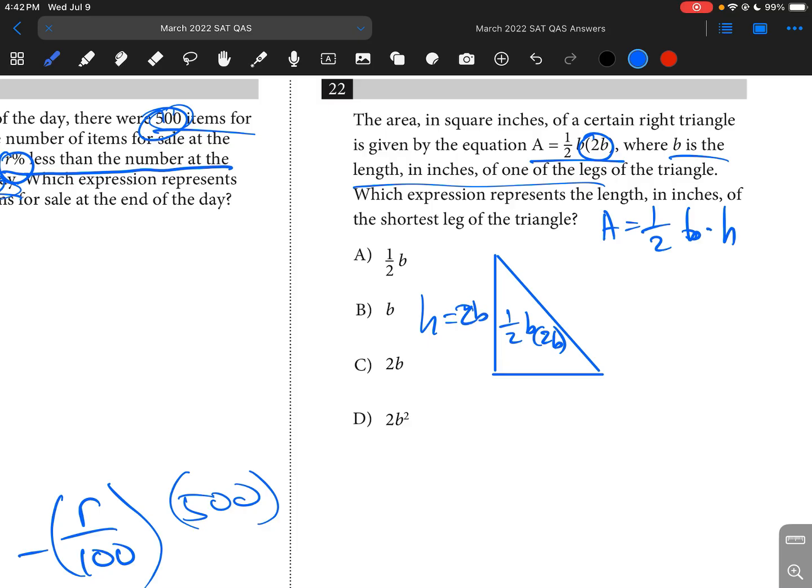And in the problem, it says b is the length of one of the legs. And you know that the hypotenuse, this side here, across from the right angle, is always the longest side. And b is smaller than 2b, so it has to be here. So what expression is the shortest leg? Well, it's b.